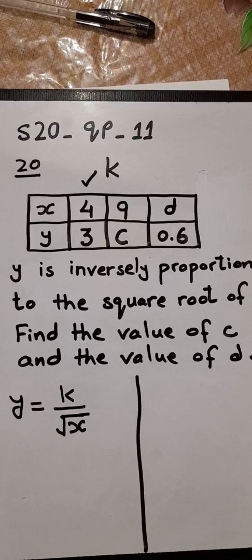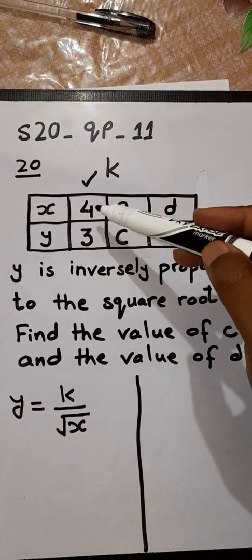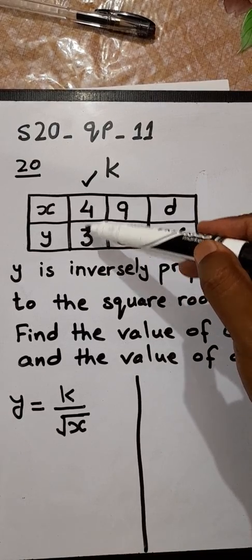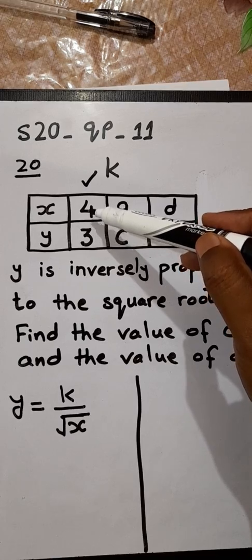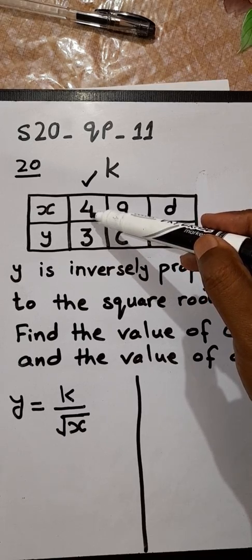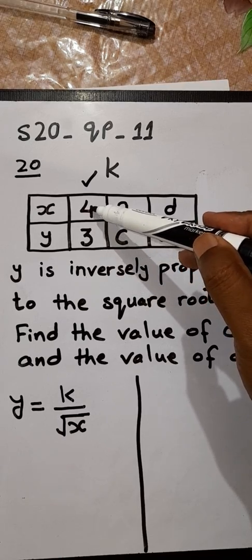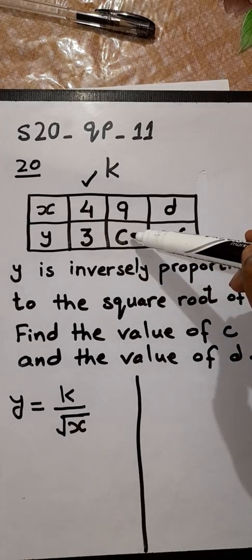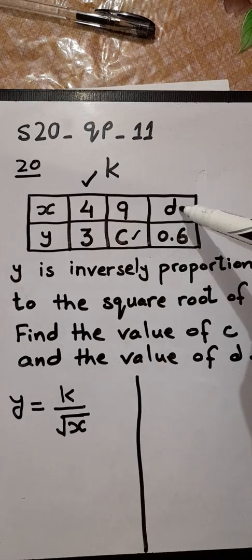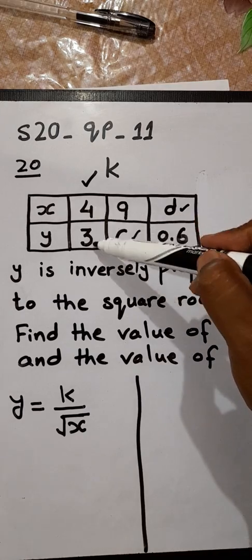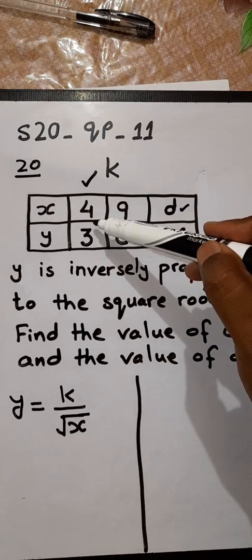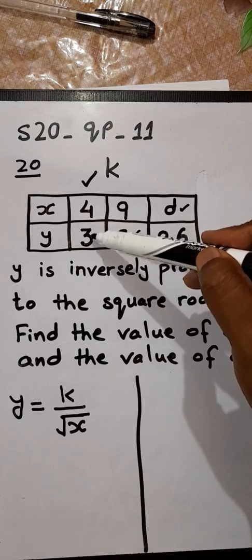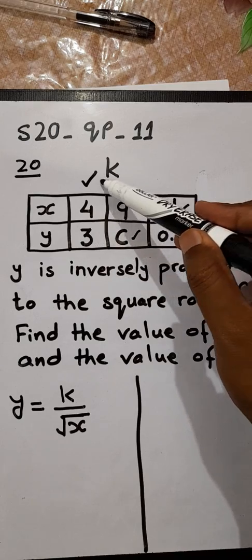As you know, a table is given, and in the first column we have the values of x and y. So this is 4 and 3. In the next columns one unknown is given in each, and this is the only column in which both the values of x and y are given. So this column we will use to find out the value of k.